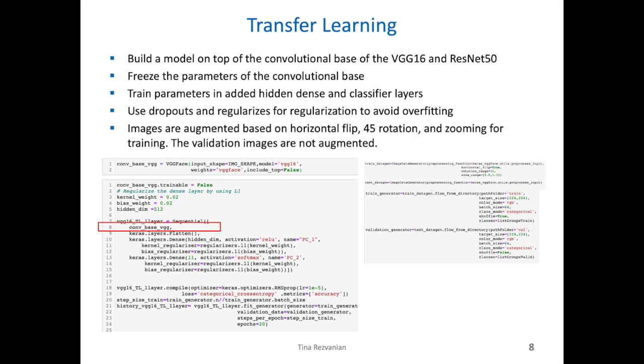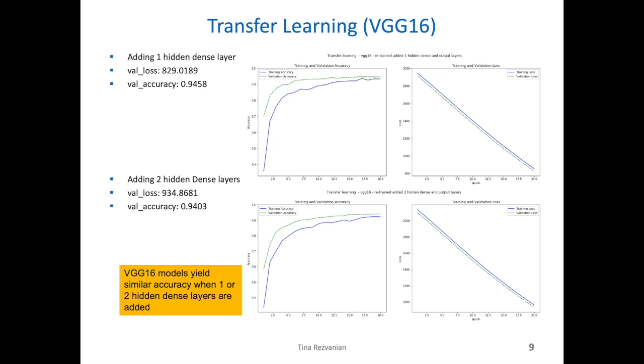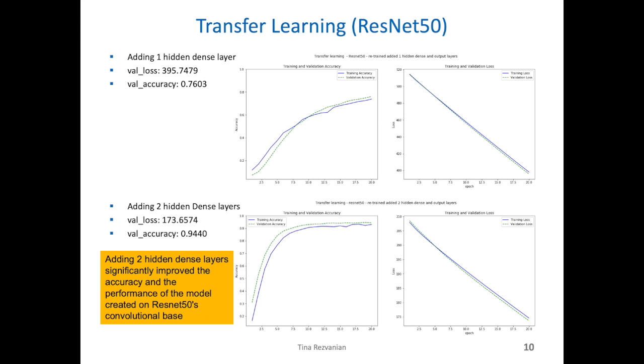In this step, I'm using image augmentation and regularization as well. We see that for VGG16, when adding one dense hidden layer or adding 2 dense hidden layers, the accuracy is completely the same. Whereas for ResNet50, adding 2 hidden dense layers improved the accuracy from 76% to 94%.